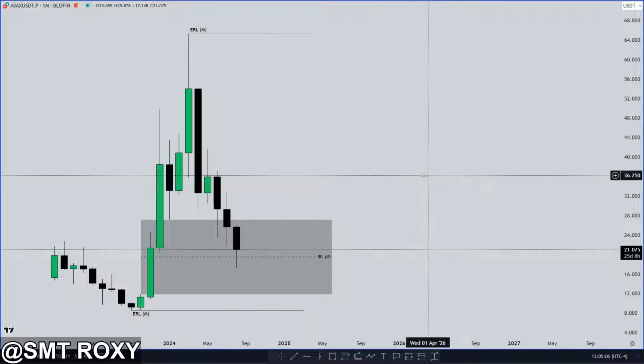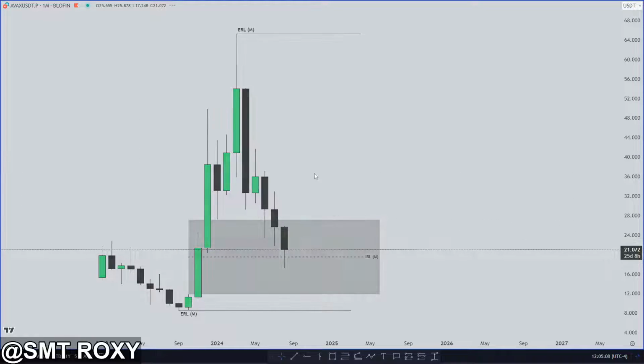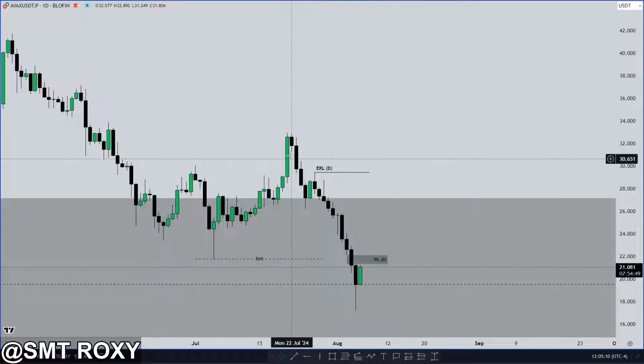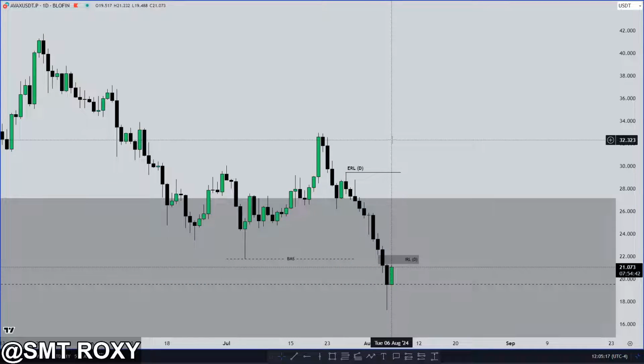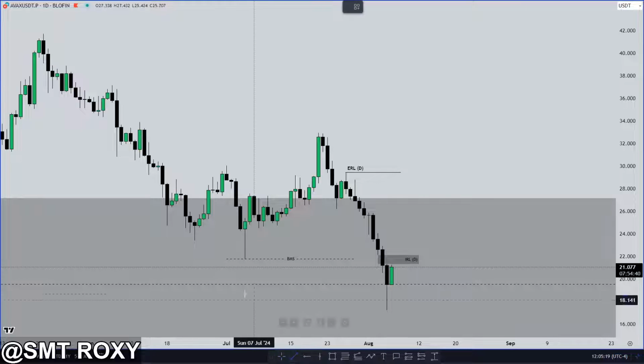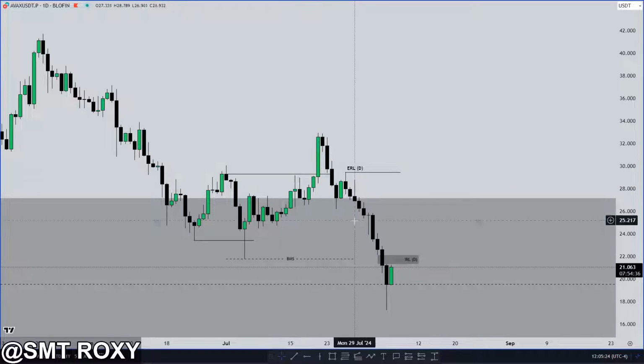Because we were inside of this monthly PDRA, this monthly fair value gap, and I thought we were going to move higher, but it just never did. Especially right here, around the Trump assassination and all that. I thought we were just going to move higher, but it just never did. And it looked clean. It looked super clear, because we swept these lows right here. We formed some form of breaker. We had a buy side imbalance form. It was clean to me.